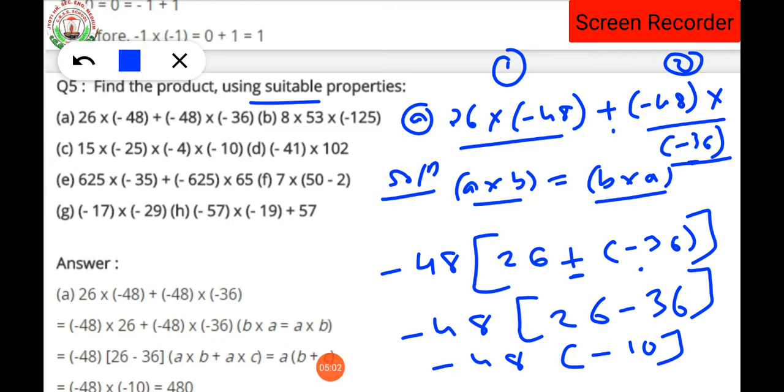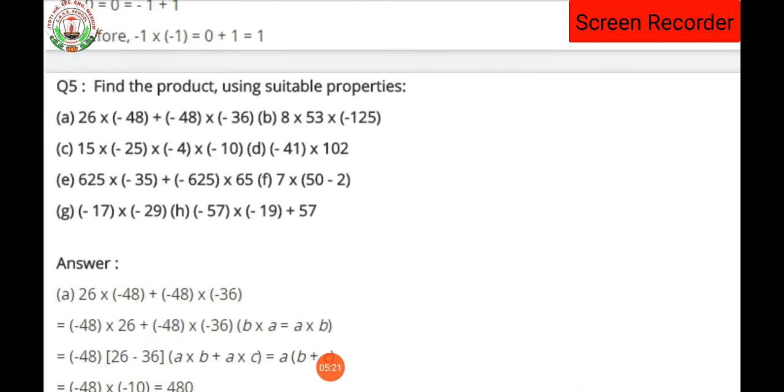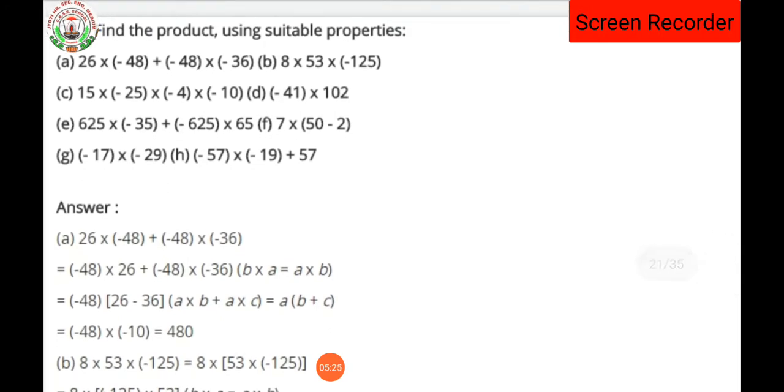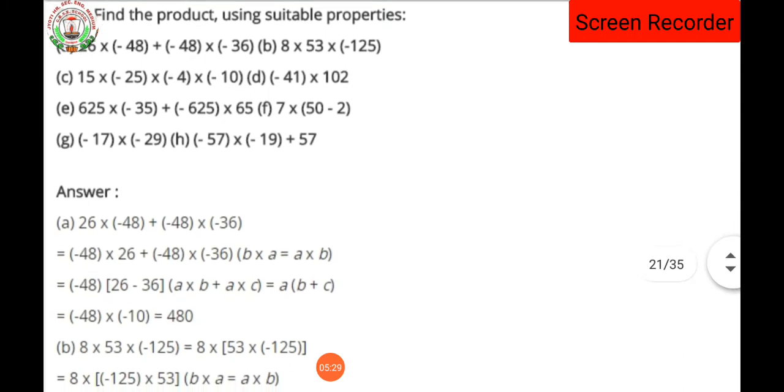So minus and minus will become plus, isn't it? 48 into 10 will be 480. Clear? So what answer are we getting here? Plus 480. Clear, students? So in this way you have to use the property. We had used the property and solved the question. Clear, everyone? So what is the answer you will get? 480 is the answer. Clear?